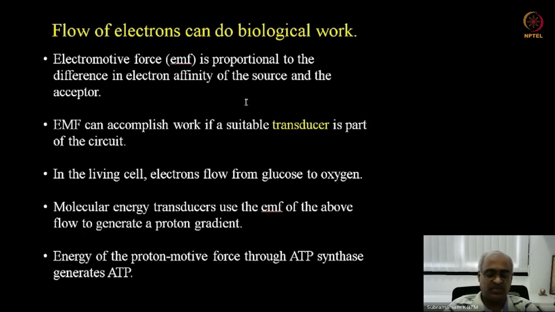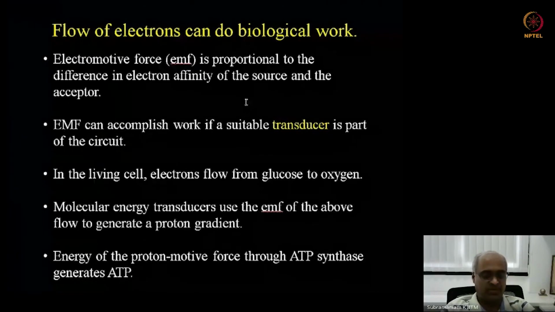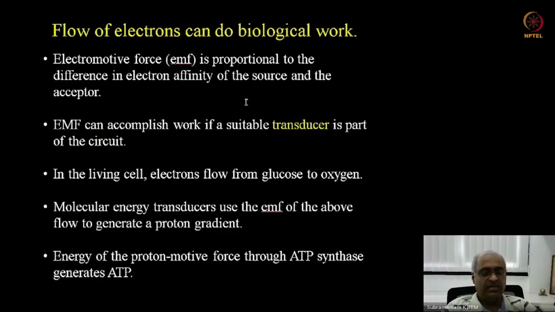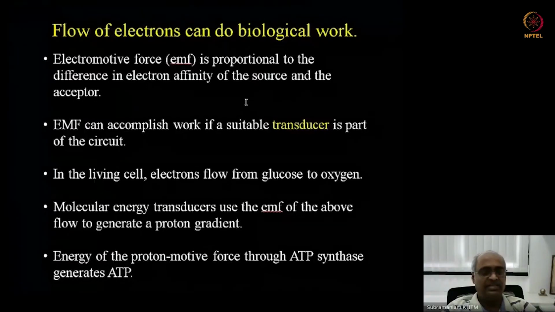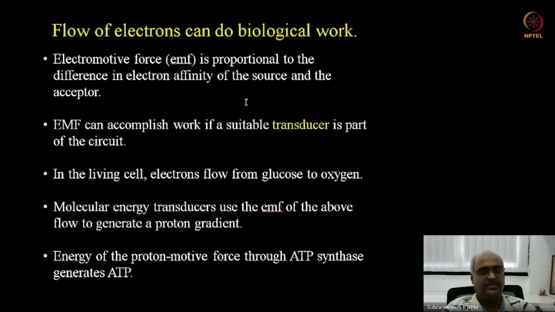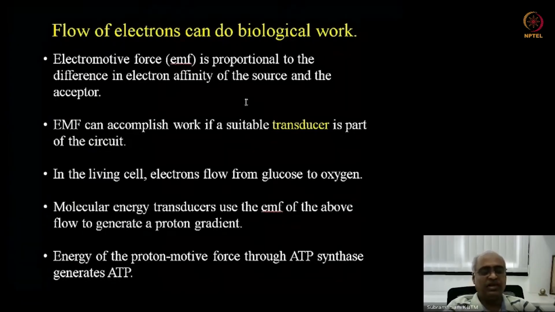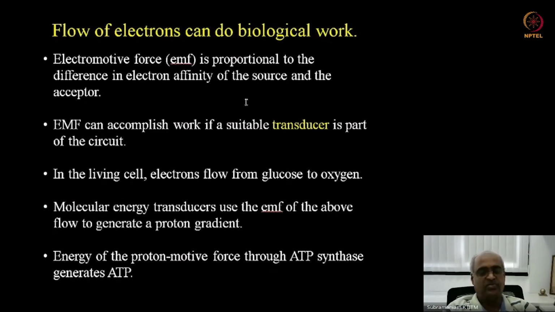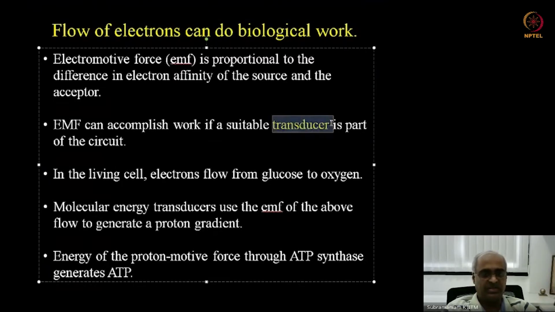Okay, so this is what happens in an electrochemical battery. At one electrode, you might have a chemical species that readily donates electrons, and at the other electrode you might have a species that readily accepts. Now if you have a wire connecting the two, then there will be an electron flow, and the difference in the potential between the two electrodes will determine the force of this flow, which can be used to do work if you have a suitable transducer. Okay, the transducer is an important thing here.